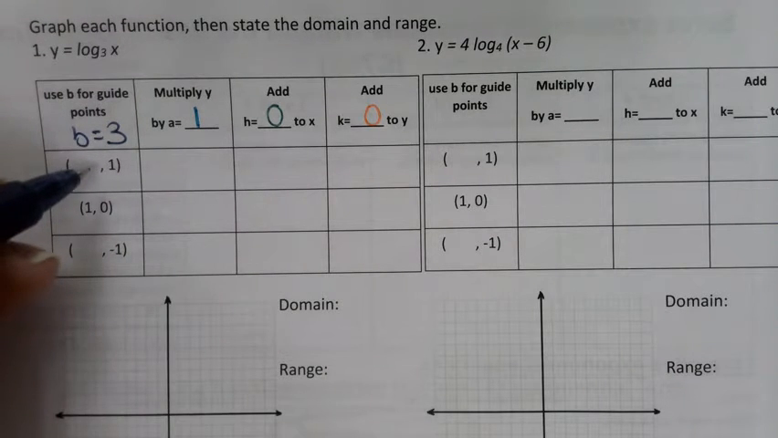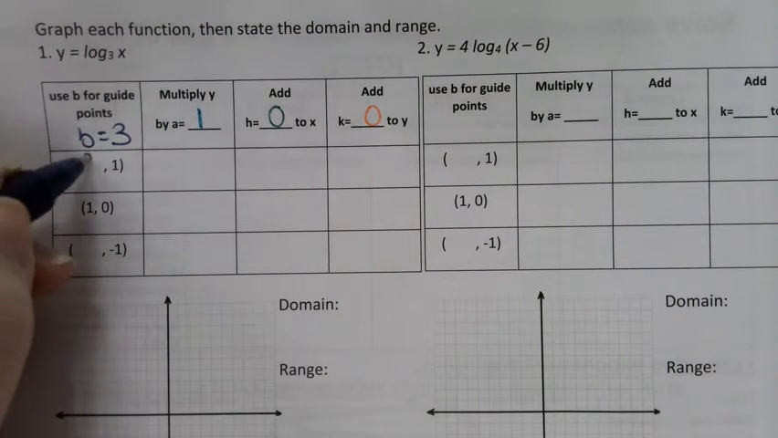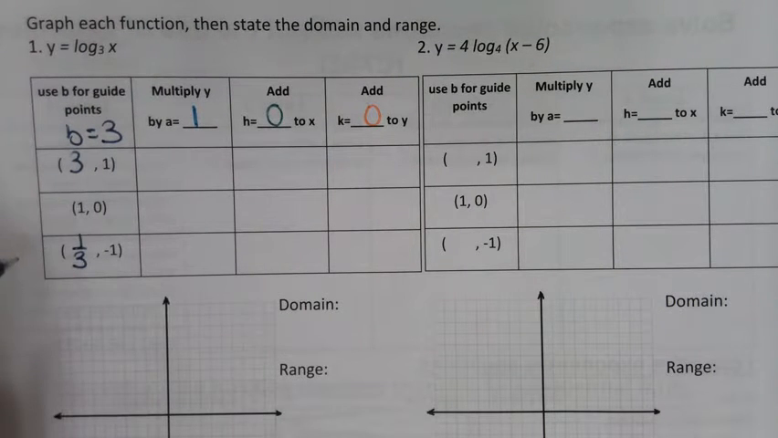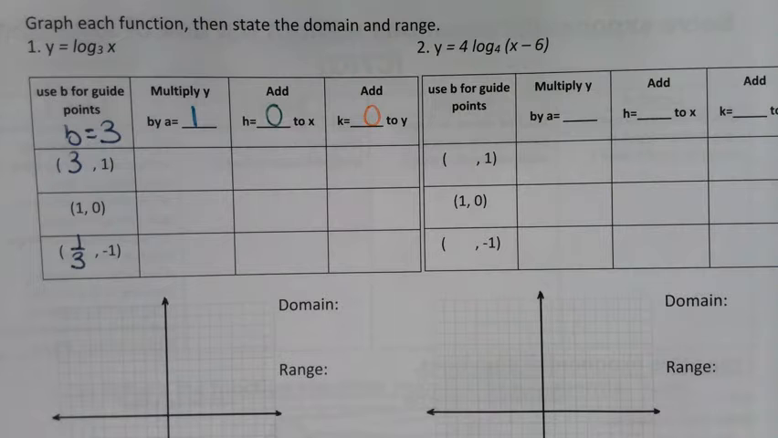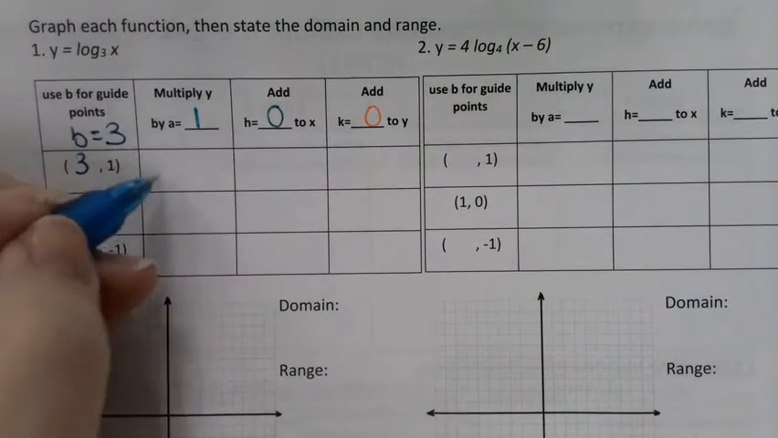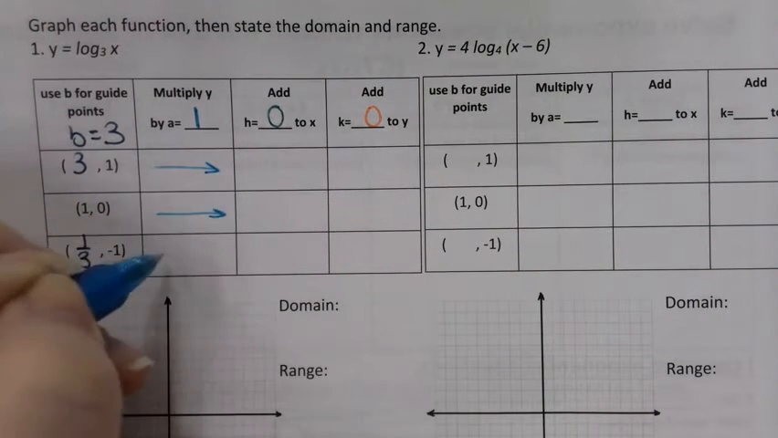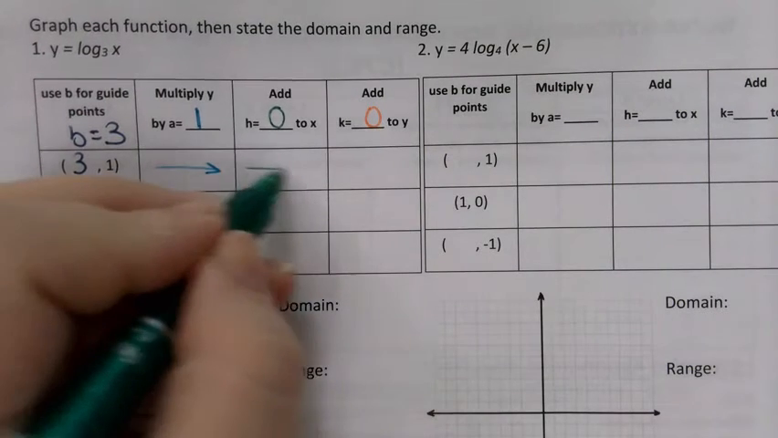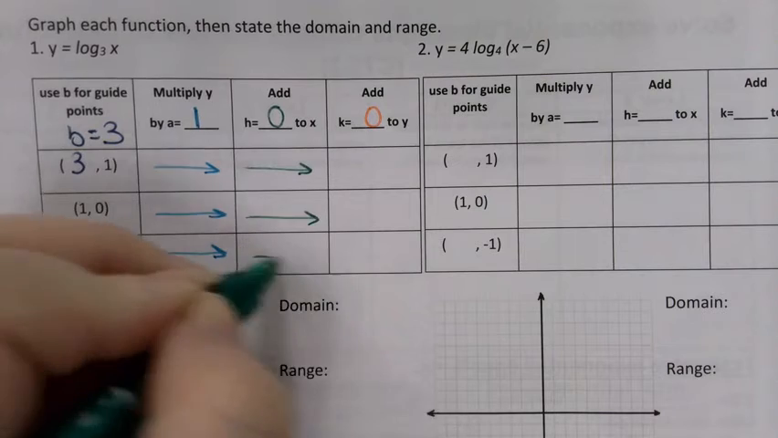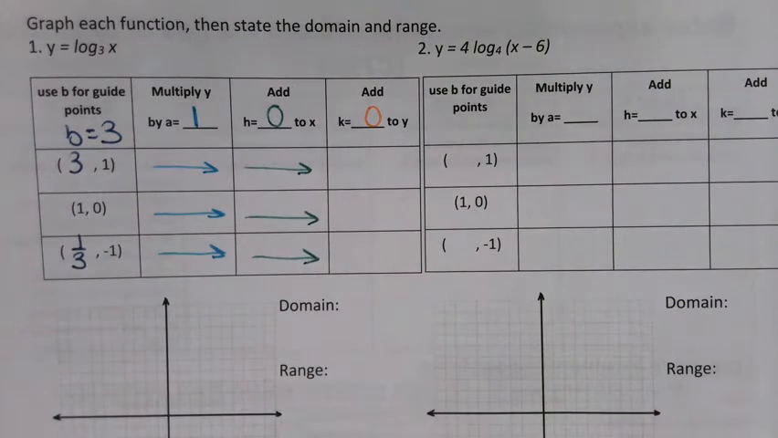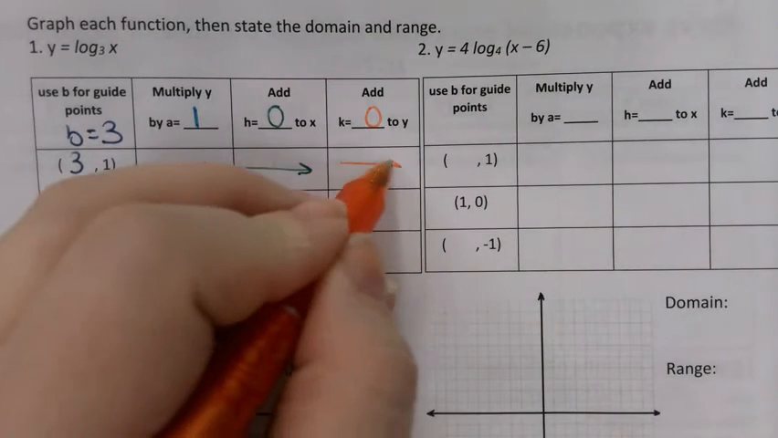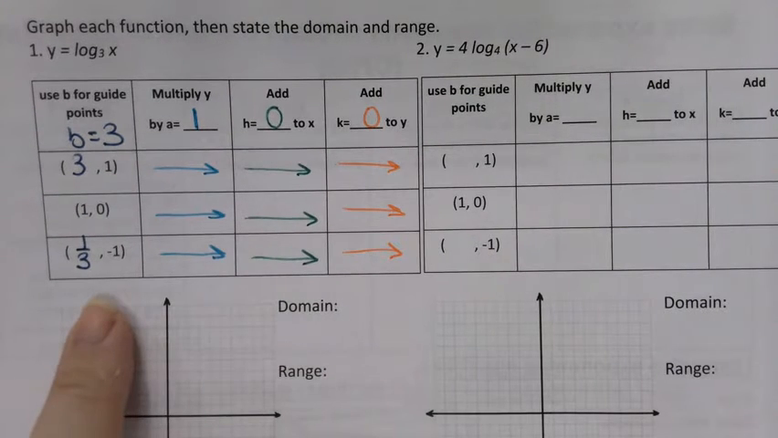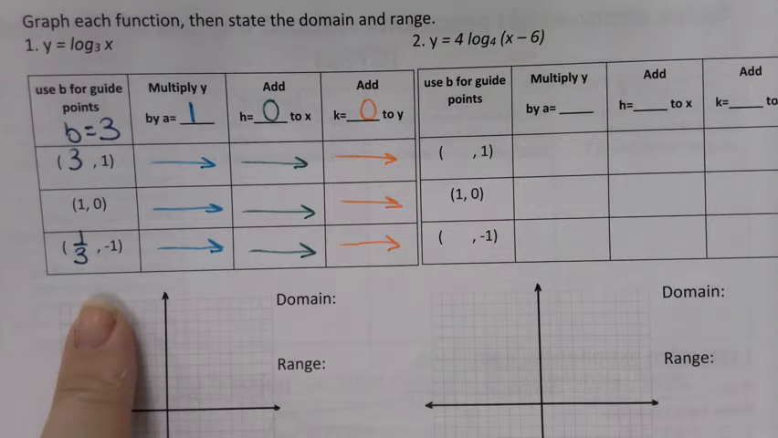So we'll label our guide points. We have b, 1, and 1 over b for our x values, and 1, 0, -1 for y. Multiplying all of our y values by 1 doesn't change anything. There's no transformation happening. Adding our h value of 0 to all of our x values changes nothing. There's no translation. Same thing for the k. So the points that I'm going to plot on my graph are all the way back here at the very first step. They're just our guide points.